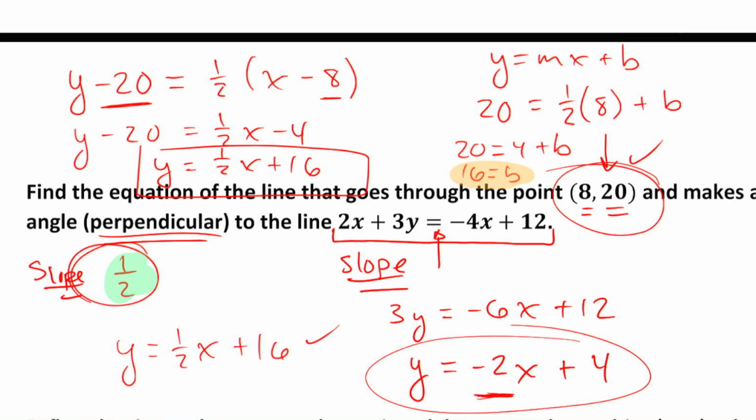And the other thing is, you can look at your original line's slope and reconfirm that they really are opposite in sign and reciprocals. When you multiply them together, you should always get the number negative 1. So that's just some things. All right, let's move on.